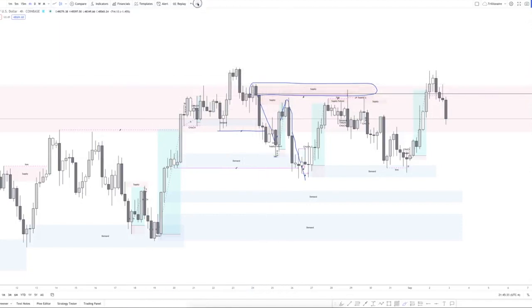So what does price do? Price ends up pulling all the way back. Okay, we come very, very close here. We get a little bit of consolidation, and then price runs right into the supply zone.